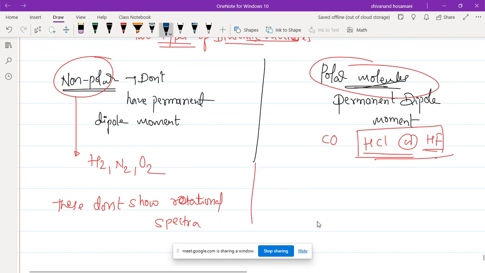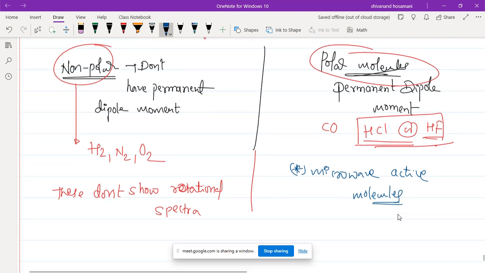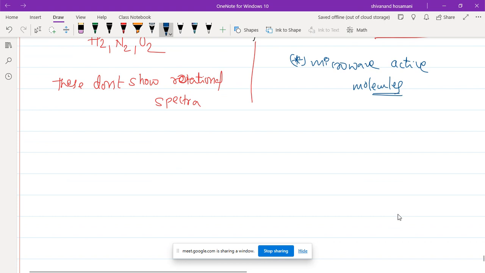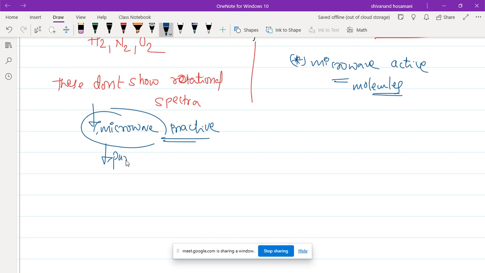The ones which show rotation spectra, what do we call them? These are called microwave active. We call them microwave active molecules. Clear? Basically, because they have a permanent dipole moment, they are all microwave active. And these are called microwave inactive molecules. So when microwave comes, remember it is for pure rotational. So we are talking about pure rotational. Okay.